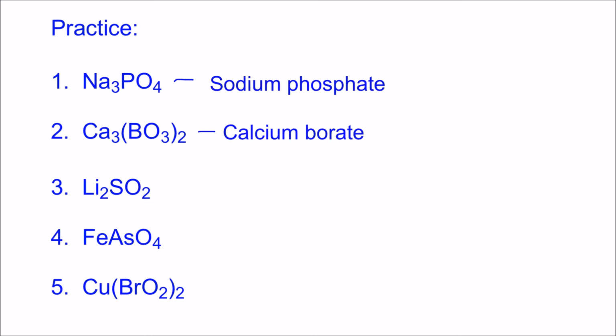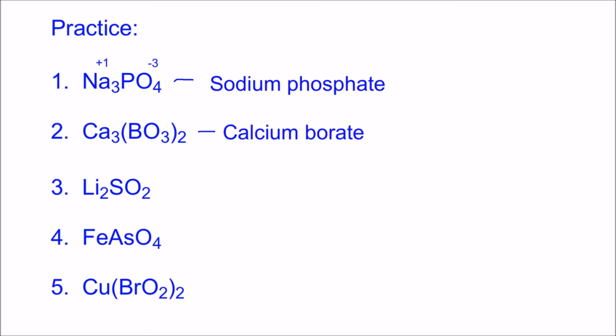Remember our saying for the charges on the polyatomic anions. POs, BOs, and ASOs are -3. So when we crisscross, you bring that 3 down. Now, sodium is a +1. And we would normally bring that down, but since it's a 1, it's understood and we don't have to write it. Okay, so let's talk about this one.